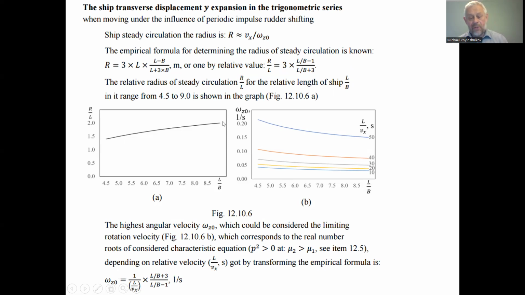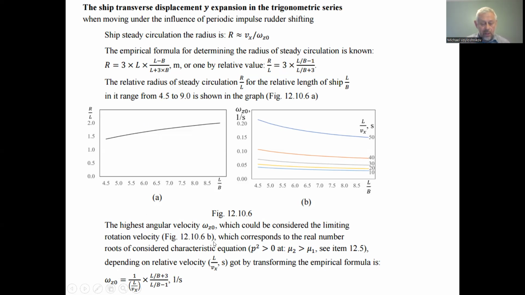So if the ship does not possess the property of sustainability of straight motion on the surface of water with no action of the controls, at the same time the ship usually possesses the property of motion by steady circulation when losing the sustainability on the straight course. The ship obtains the circulation mode of motion with a steady radius, here indicated as a property of the ship itself, got by the empirical formula.